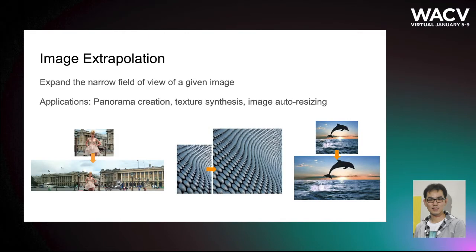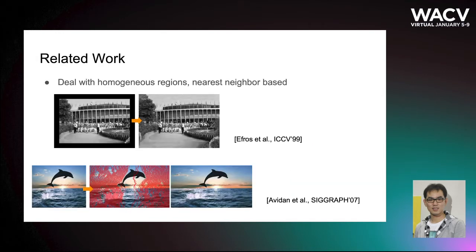The goal of image extrapolation is to expand the narrow field of view of a given image. Its potential applications include panorama creation, auto-resizing, and so on. Early methods are mainly based on nearest neighbor search and copy, and they are only able to handle homogeneous regions and hard to synthesize semantically new pixels.